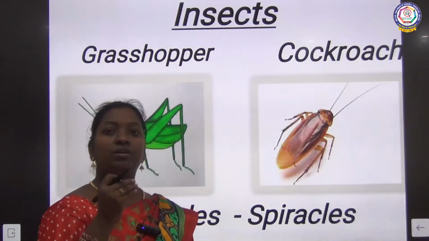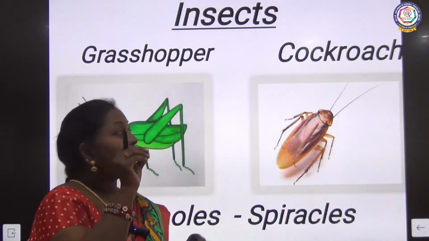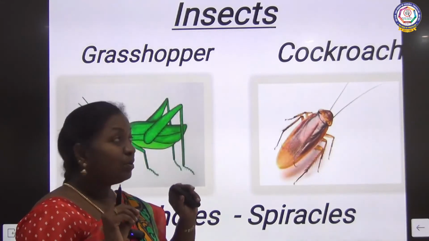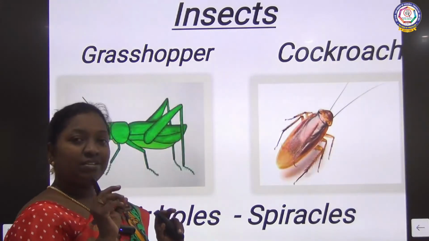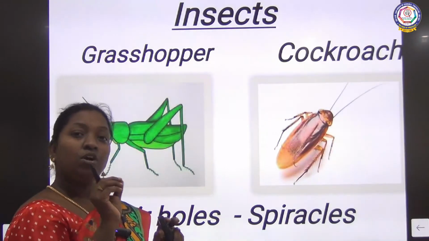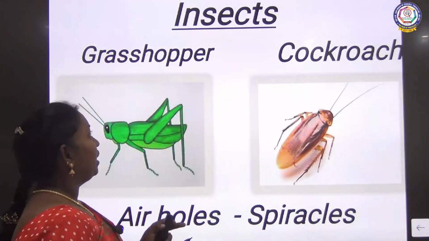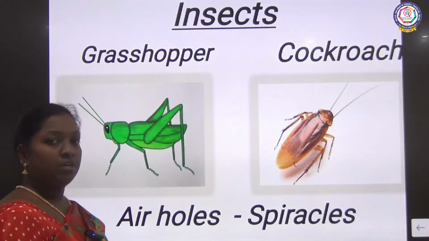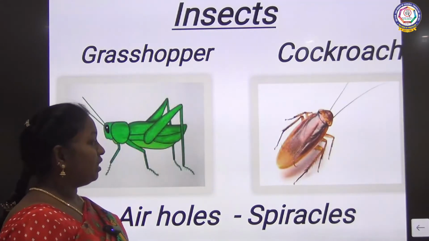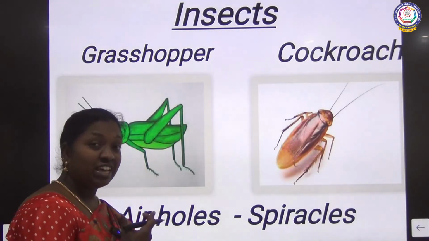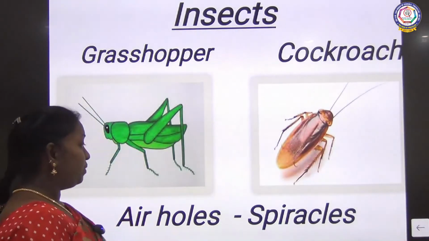Next to the amoeba, a little bit bigger, the next organism is insects. Insects are also tiny organisms, but not like the amoeba. They are just bigger than that. Take the example of a grasshopper or a cockroach. There are many insects. How are these animals breathing?